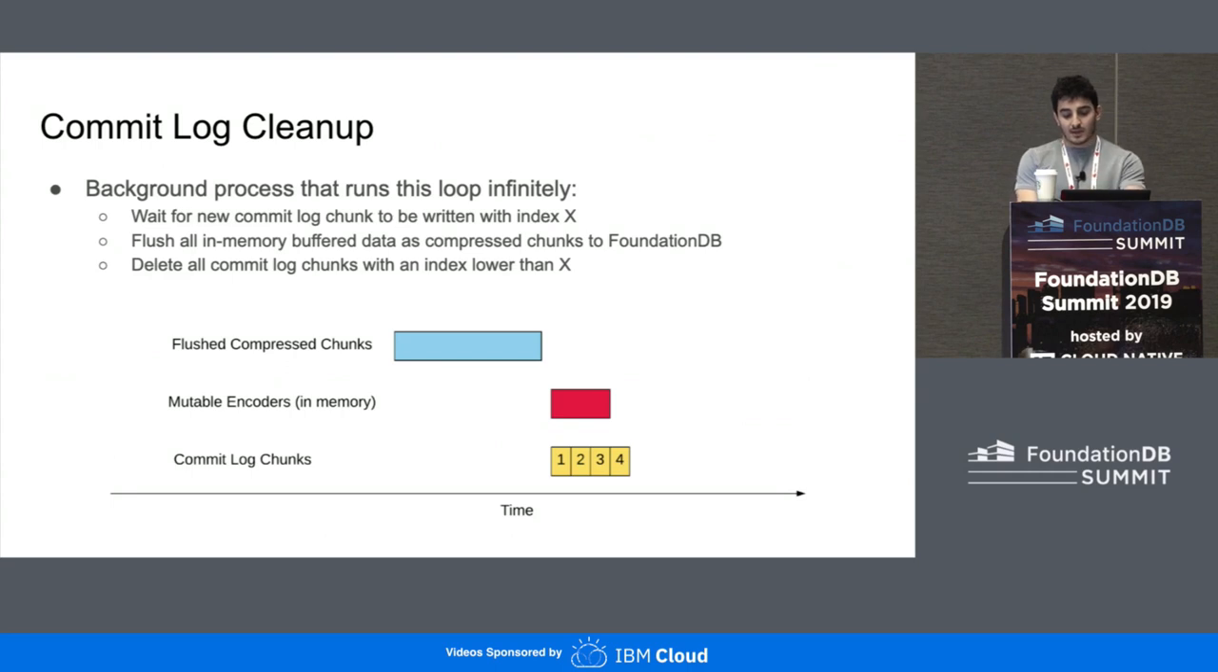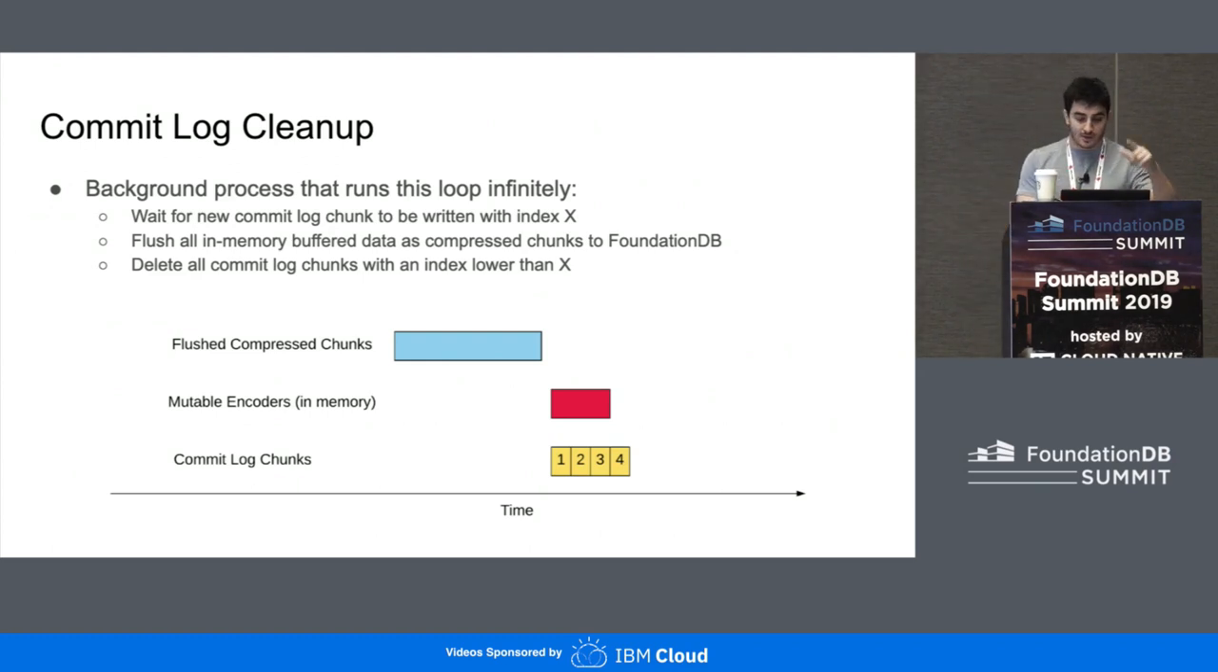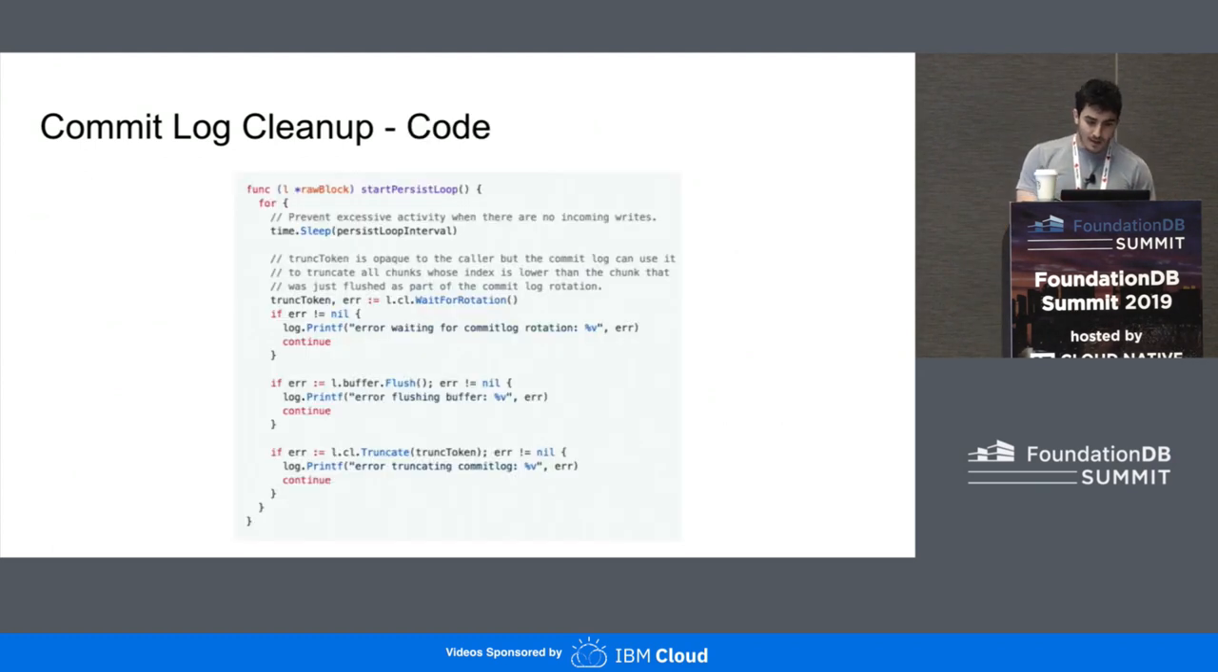Once you've done that, you know that all of the data that lives in commit log chunks 1, 2, and 3 now lives in FoundationDB in a separate readable form. So you can just delete commit log chunks 1, 2, and 3, and the system is constantly doing this process. This is what it looks like in code. I don't need to go into the details, but basically it waits for a commit log rotation, it calls flush on the buffer, and then it truncates the commit log using some token that came back from the rotation.